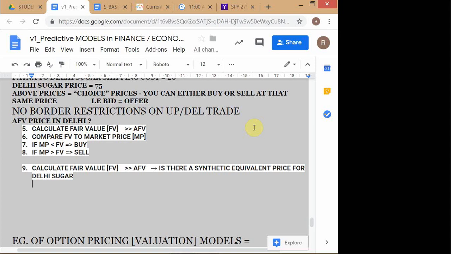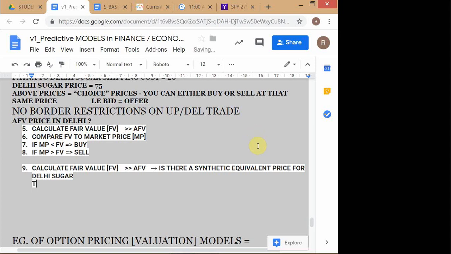So it is not originally sugar that was grown in the neighboring fields and brought to the market in Delhi, but it is actually equivalent because you bought it in Patna and had it shipped over, and it's the same quality of sugar. So it is a synthetic equivalent of sugar in Delhi in this context. Is this clear? Are you following? Okay, alright. So is there a synthetic equivalent price for Delhi sugar?